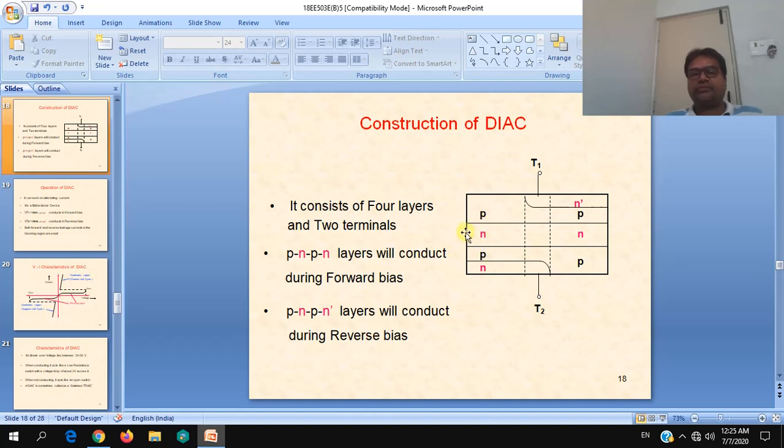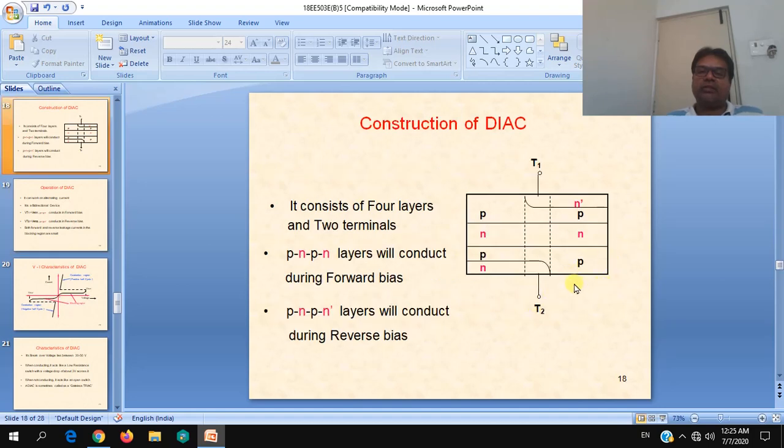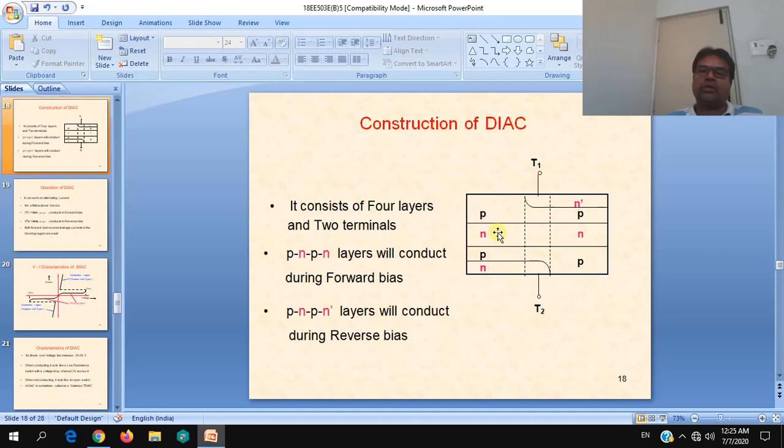So when it becomes more than the biasing voltage of the base, it conducts in forward bias. Similarly, in the reverse direction, when VT2T1 becomes more than VBO2, it conducts in reverse bias. It is almost symmetrical in construction in both directions, as we have just discussed. All these three inner PNP layers are evenly and equally doped.